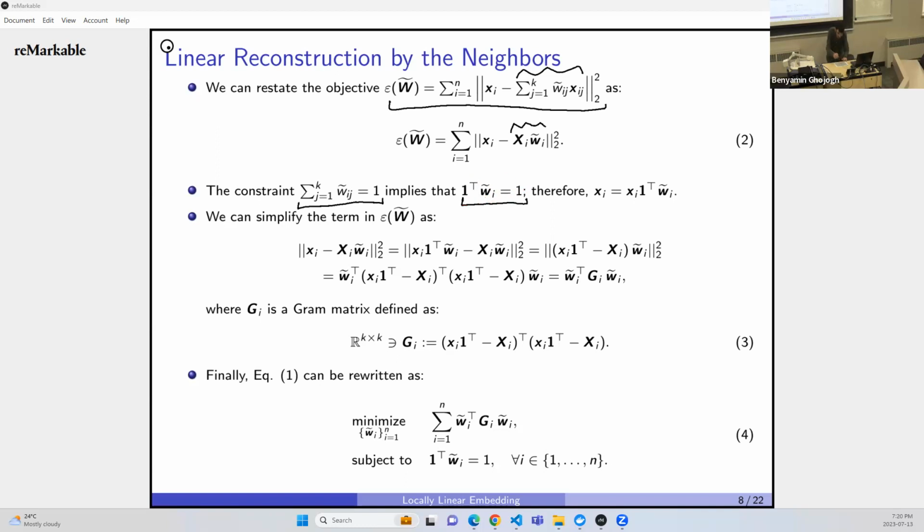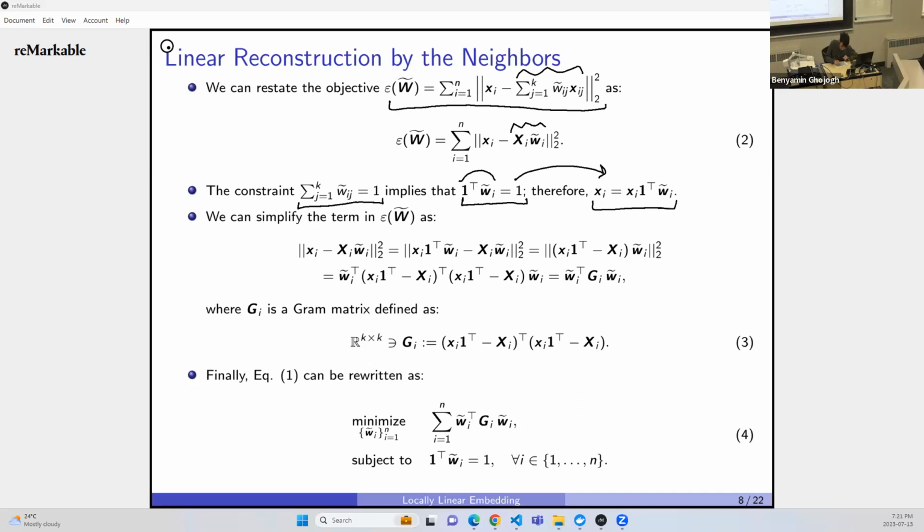Because this simply means add all of the elements of wi tilde. Then also, do you agree that if I multiply the sides of this left multiplied by xi, I will get this? I'm going to use this also: xi equals xi 1 transpose wi tilde, because 1 transpose wi tilde equals 1.